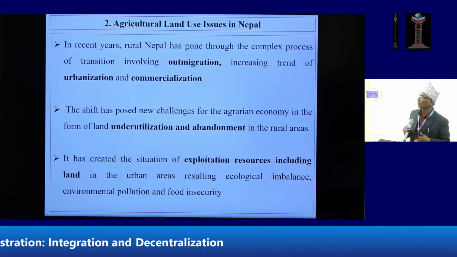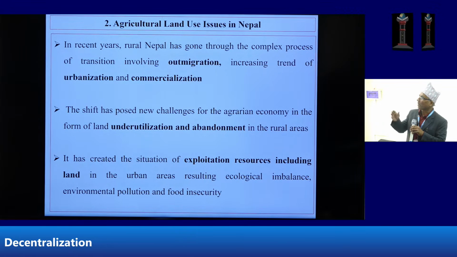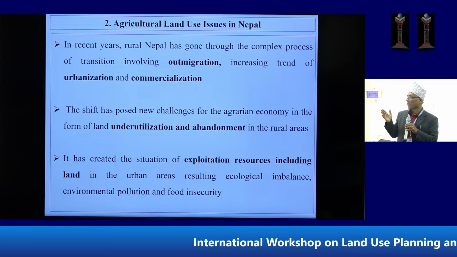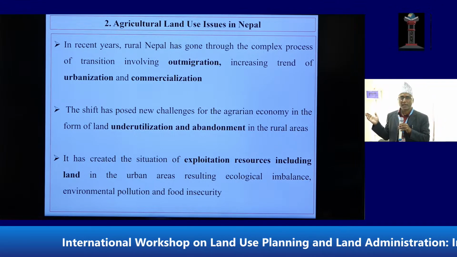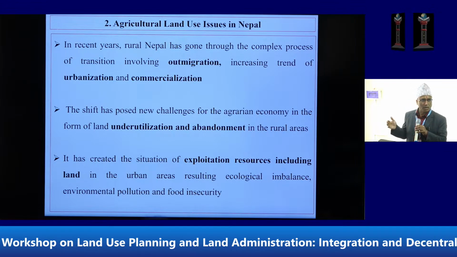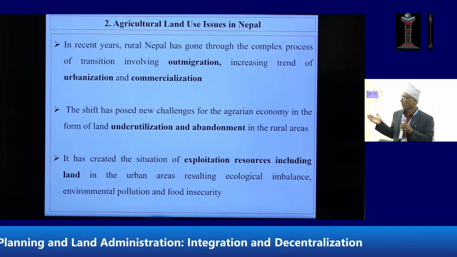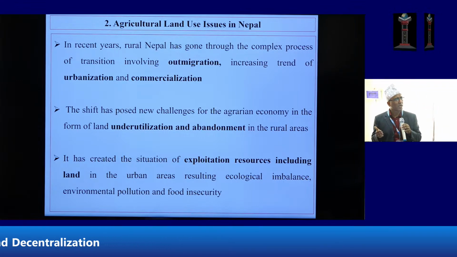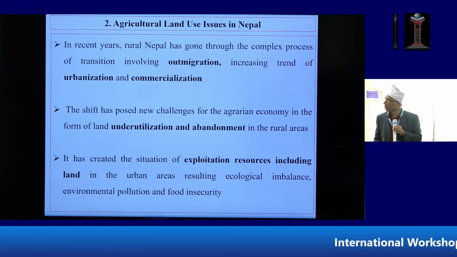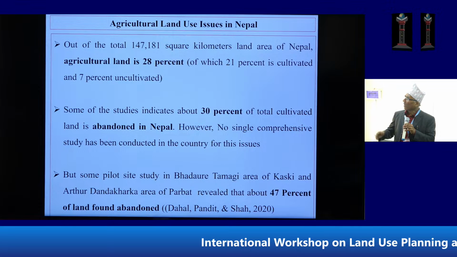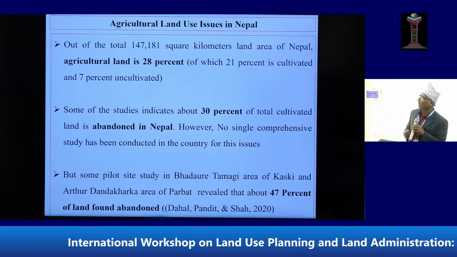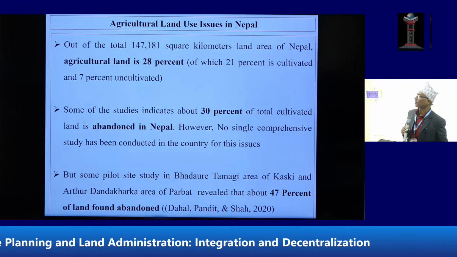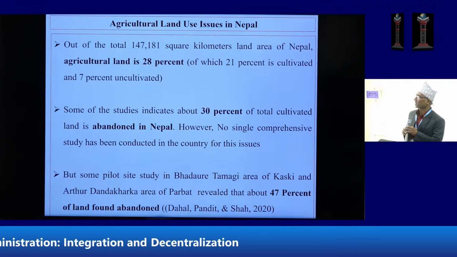One of the land issues in Nepal is out-migration, urbanization and commercialization, which have caused the underutilization and abandonment of land in rural areas, and encroachment and overutilization of land in urban areas. Finally, it has influenced food security in Nepal. These are the major land use issues. Out of the total area of Nepal, 28% is agricultural land, of which 21% is cultivated and 7% uncultivated.